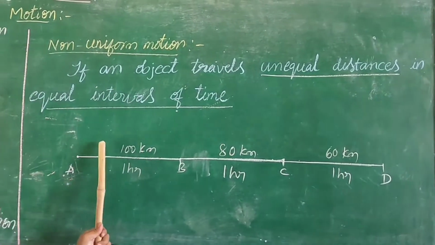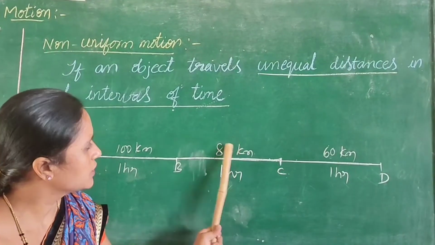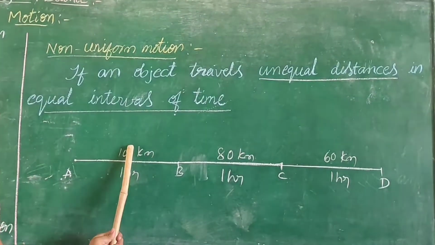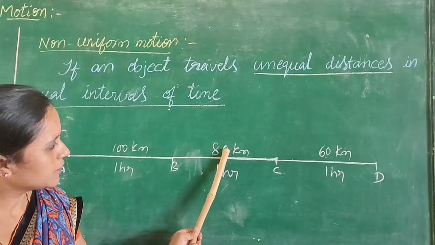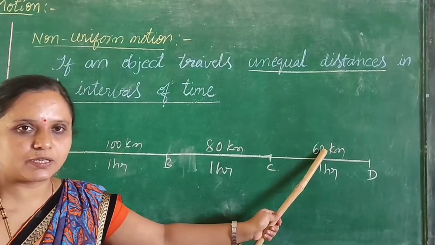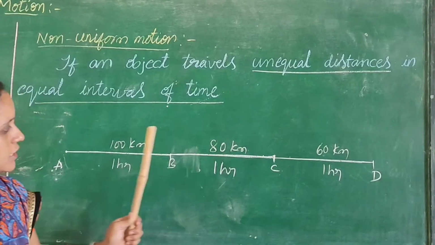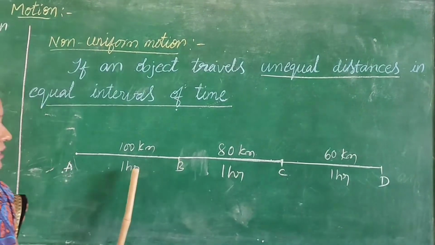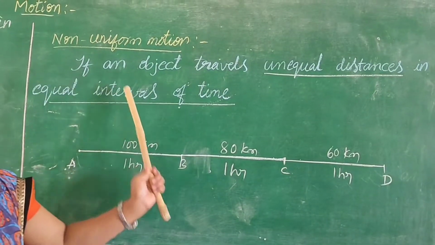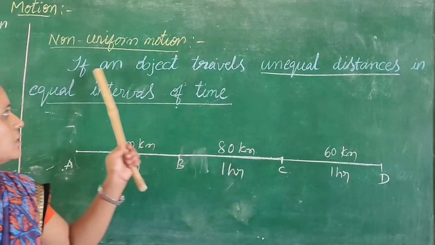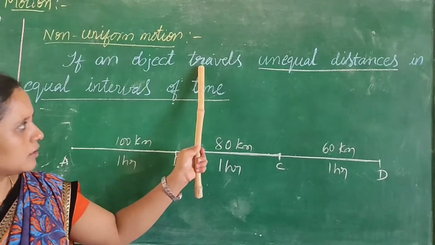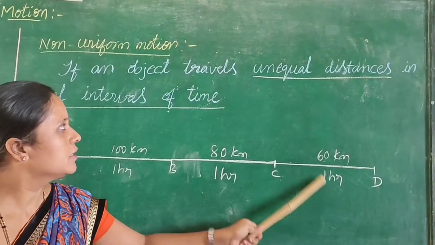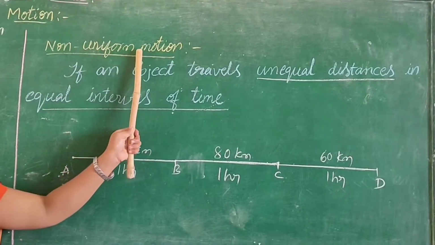You can observe this one here. The distance changes. So, unequal distances. In the first hour, I travel 100 km. In the second hour, 80 km. In the third hour, it is 60 km. Here the distance is not equal, but the time remains the same. So, that is what non-uniform motion means. An object that covers unequal distances in equal intervals of time is called non-uniform motion.